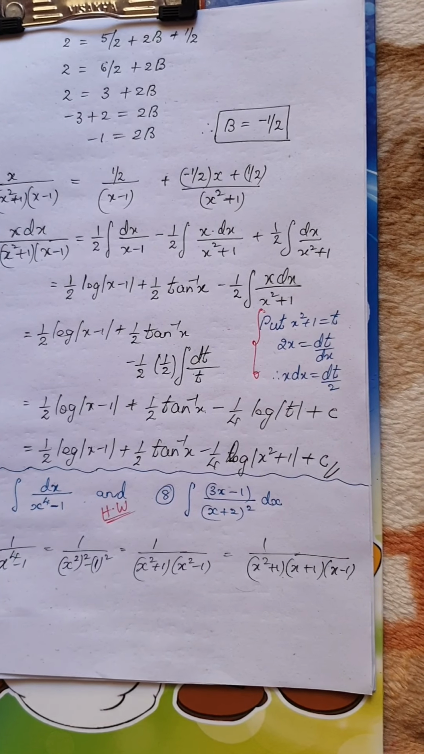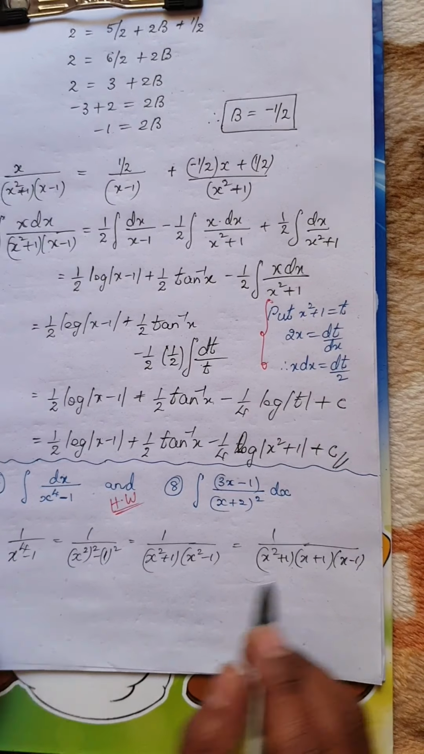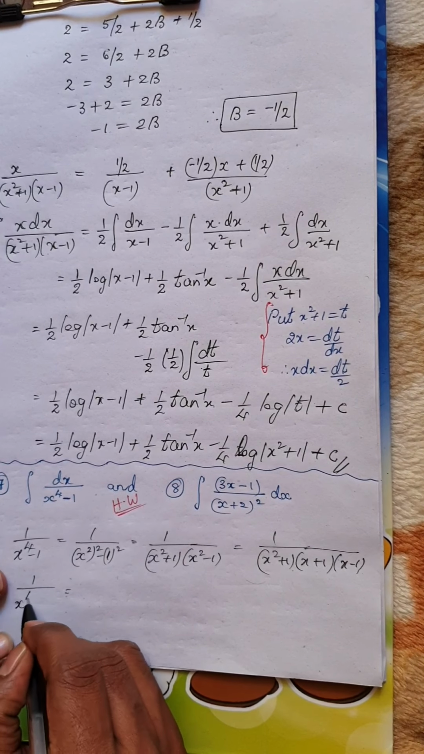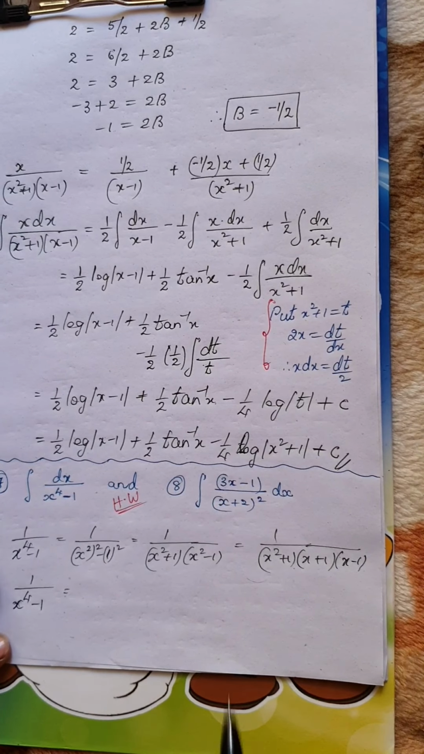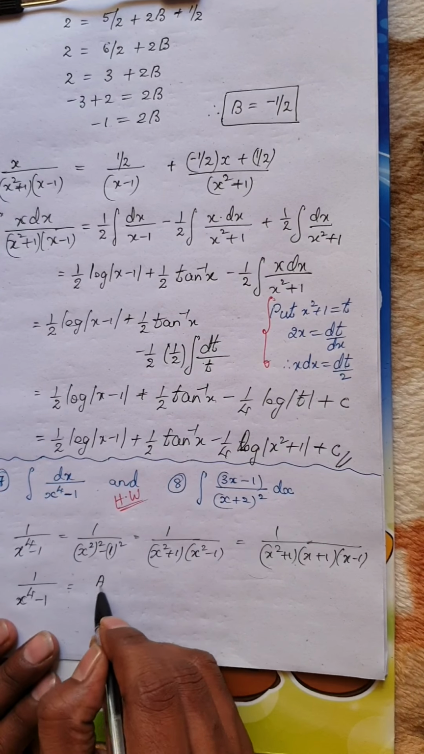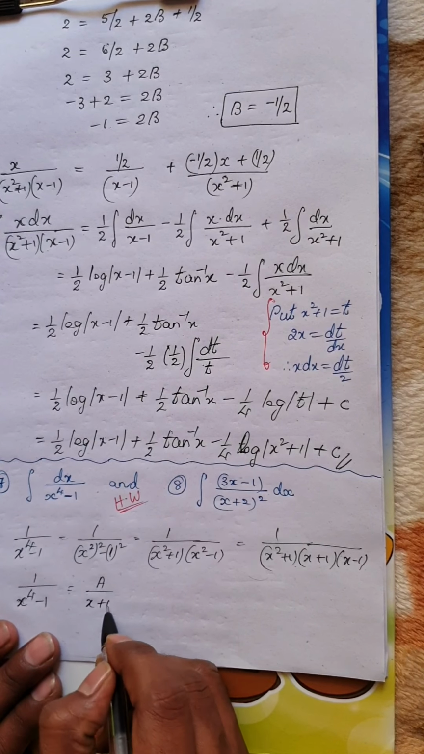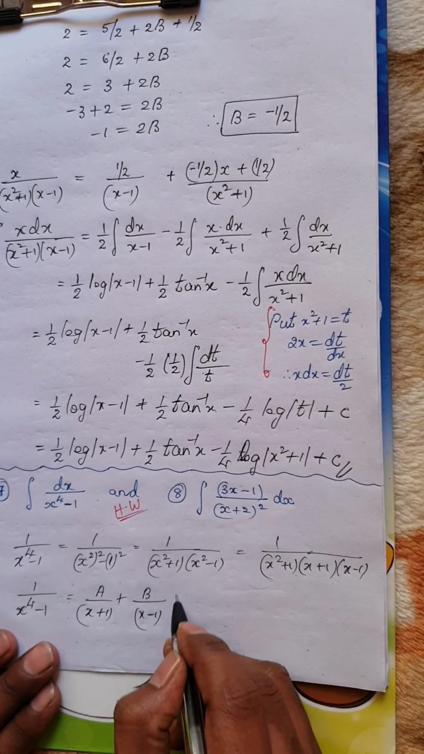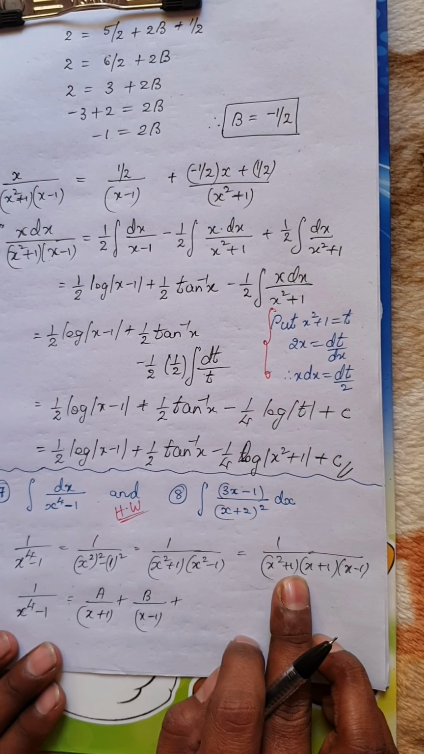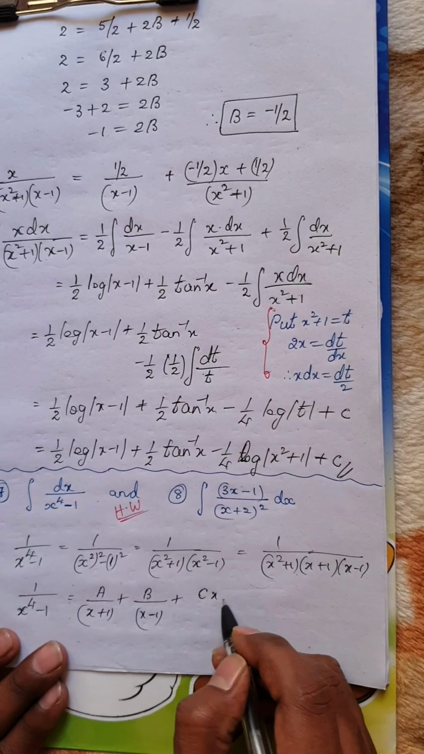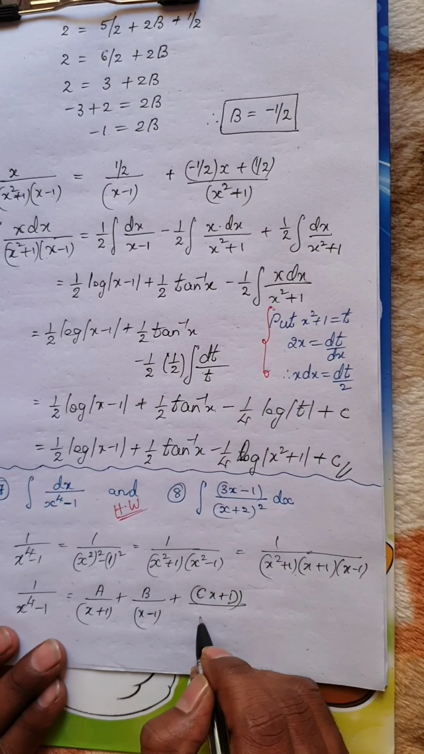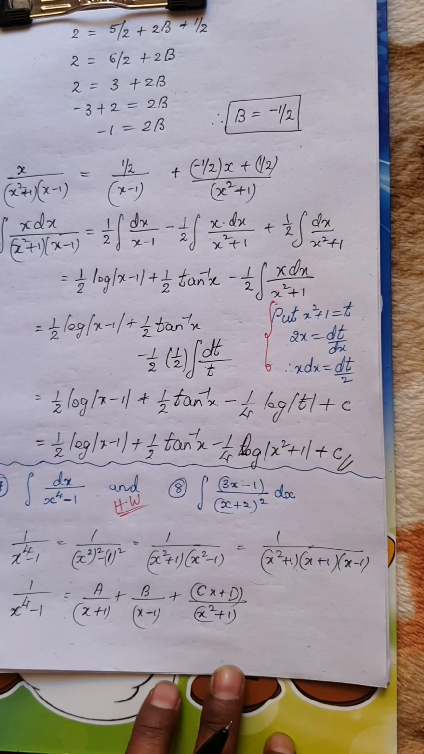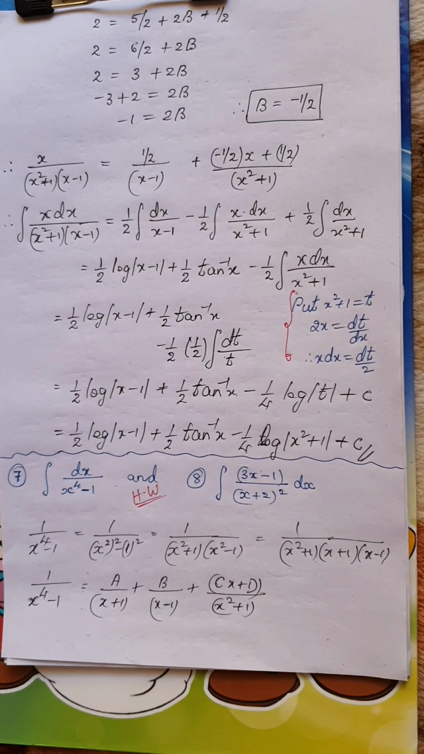Is it clear? Along with that, if you want to write this, therefore 1 divided by x power 4 minus 1 can be written as, you split this, a divided by, I will take this factor x plus 1, you can take anything, plus b divided by x minus 1. Remember, because x square plus 1 is a quadratic factor, this is of the form cx plus d divided by x square plus 1. So with this you use the process which I have already solved.